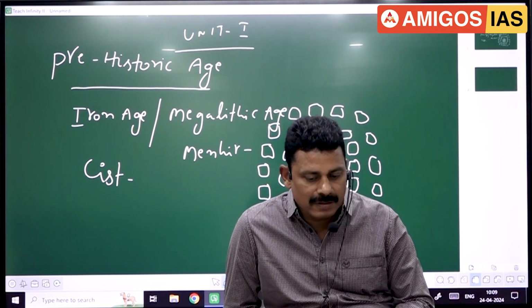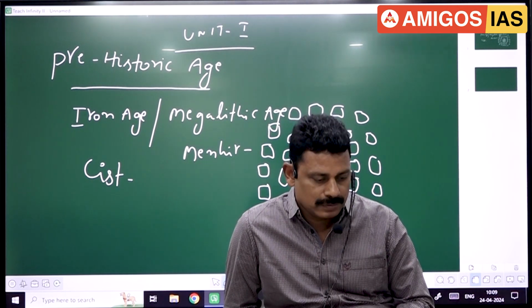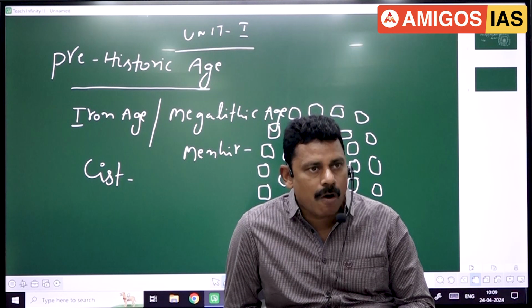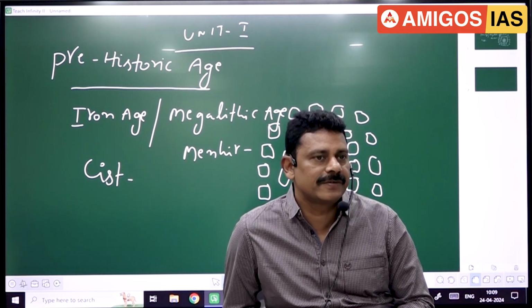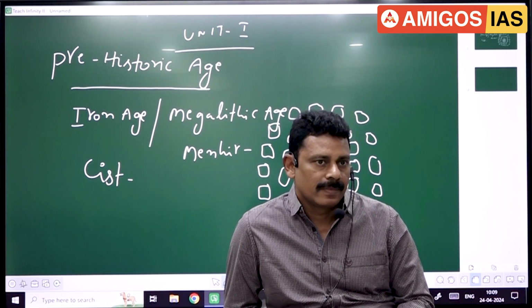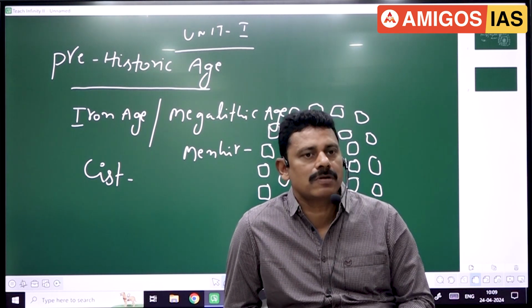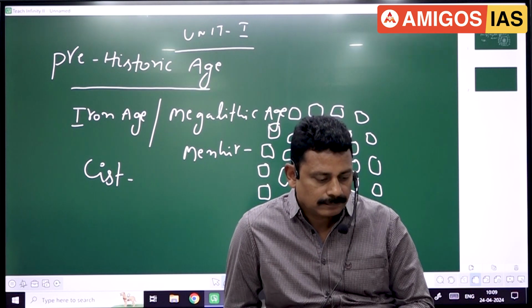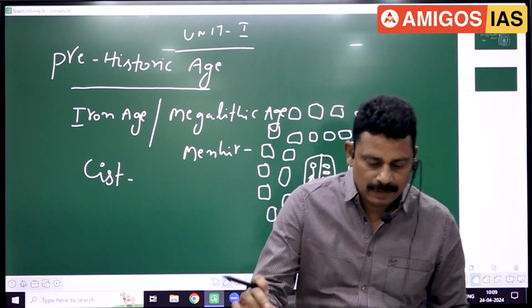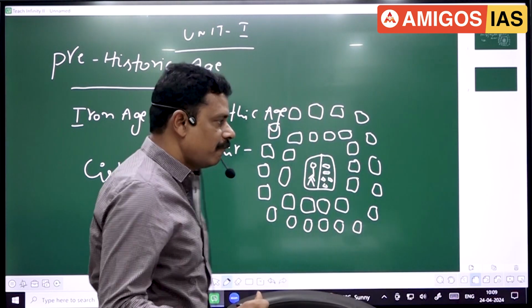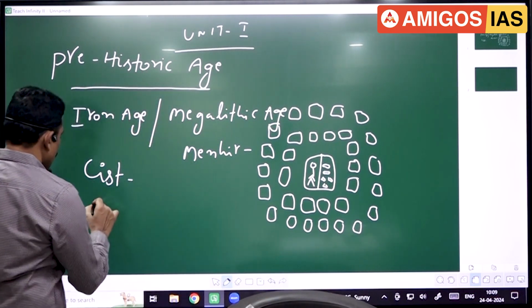So where have we found this cyst type of graves? They were found throughout Andhra except Vishakhapatnam. Then another type, dolmen.